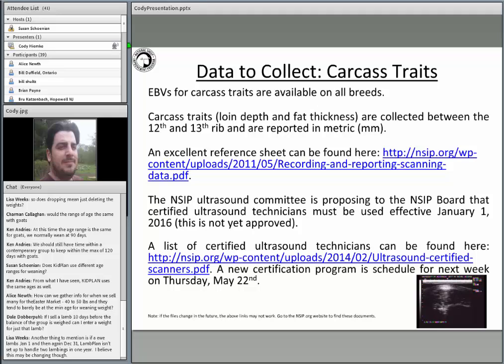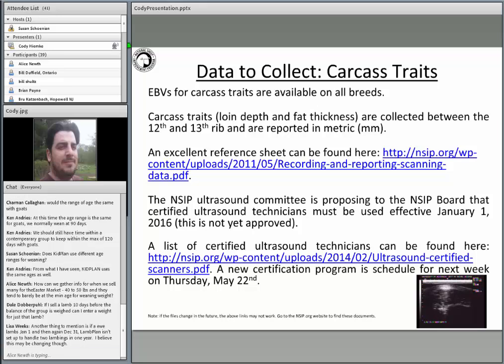And I assume they do it the same in Canada. I know in the UK they take the measurement at a different location. They take it after the 13th rib. Here in the States we've always done between the 12th and 13th rib. And we do loin depth and fat thickness.